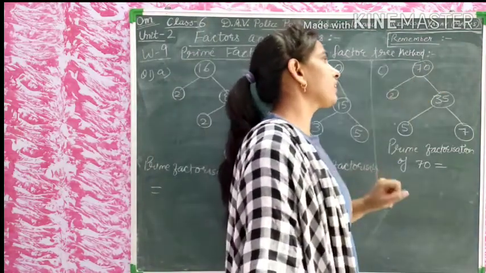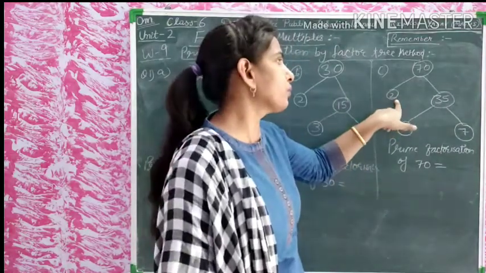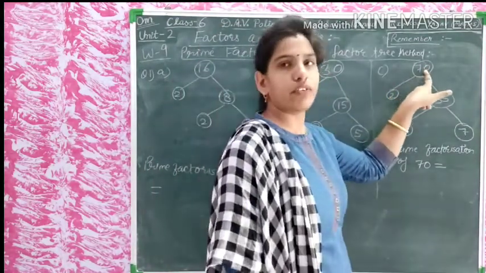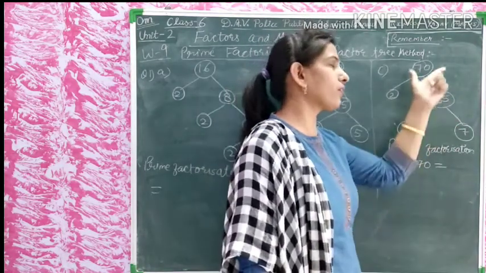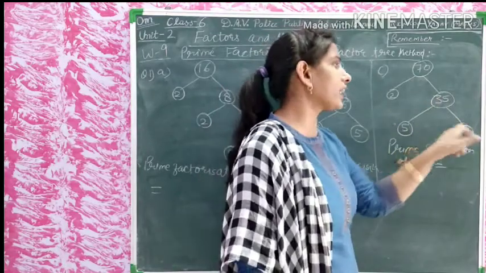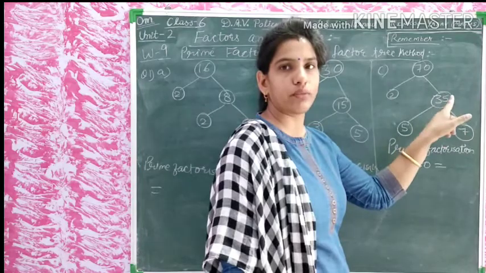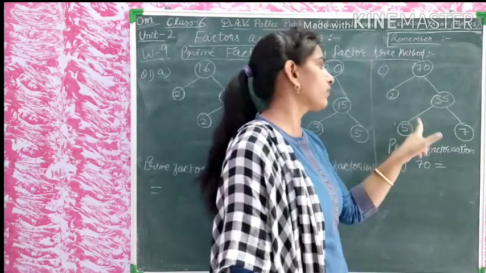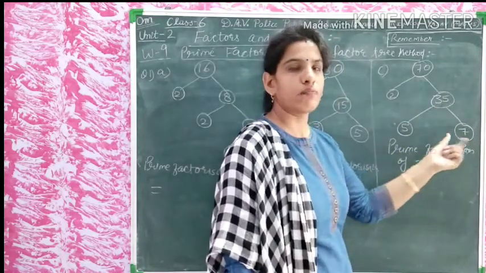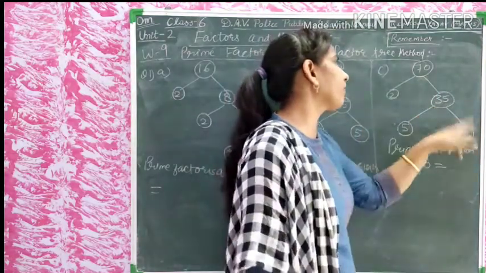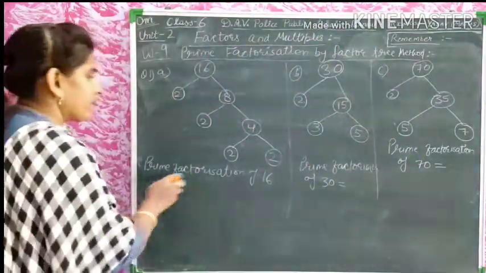Now there is the number 70. 70 is divided by the smallest prime number, that is 2, and after dividing 70 by 2, we get 35. 2 into 35 is 70. Now 35 is again factorized. It is not divided by 3, it is not divided by 4, it is divided by 5. Yes, 5 times 7 is 35. It will divide by 5, we will get 7. These are the prime factors 2, 5 and 7 of 70. Is this clear, students?